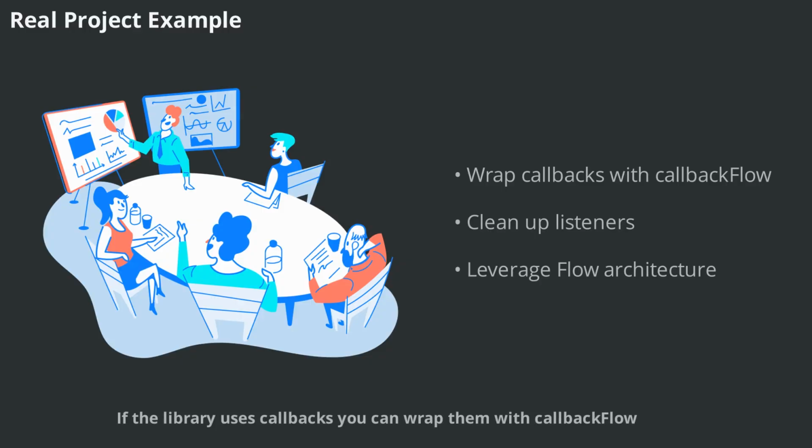If the library uses callbacks, you can wrap them with callback flow. Register the listener, send values to the channel, and clean up when the flow is closed. This approach keeps your architecture clean and leverages Flow's power.